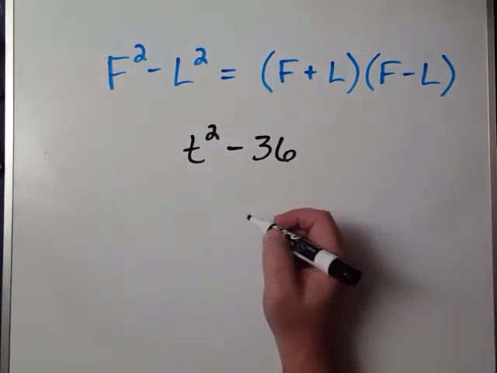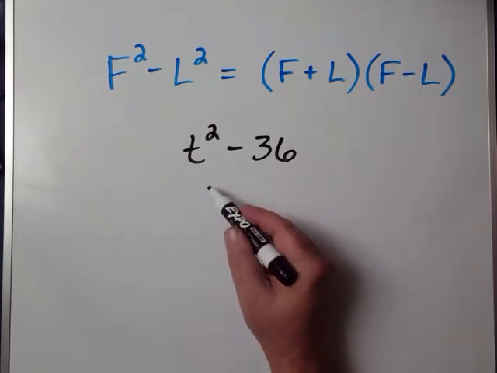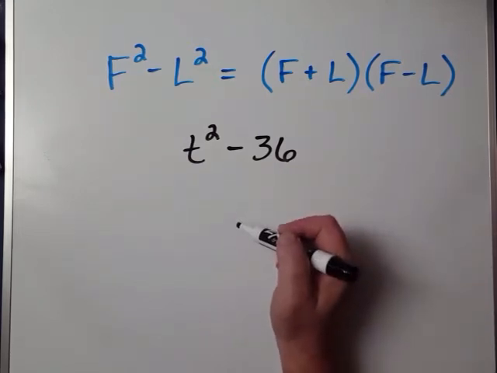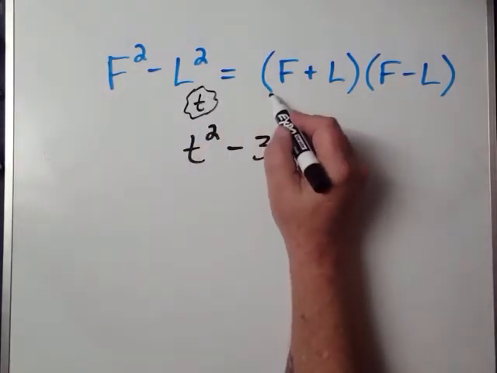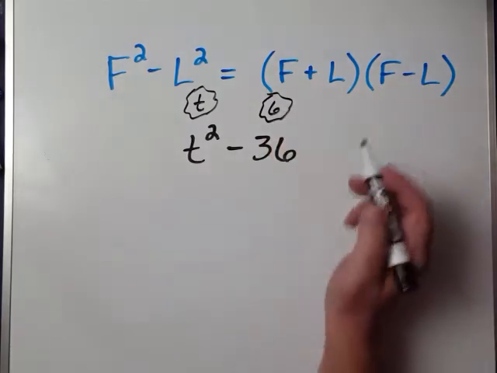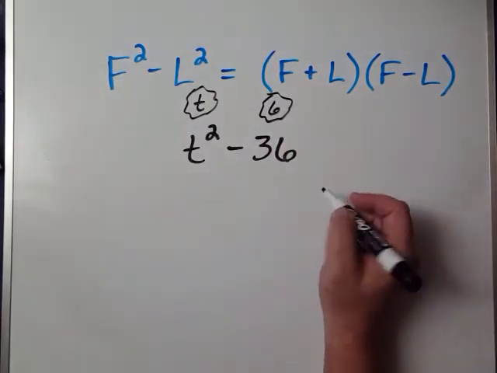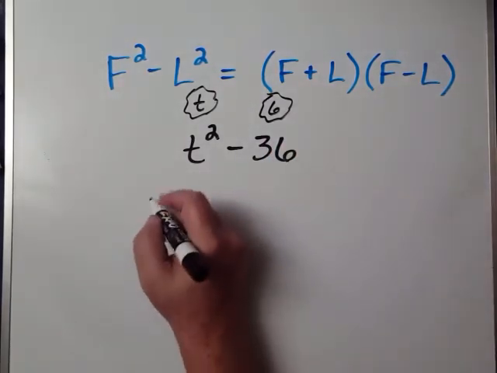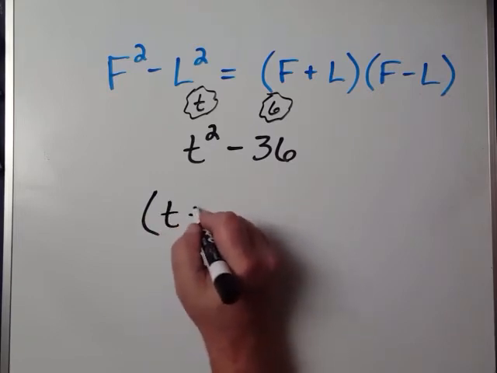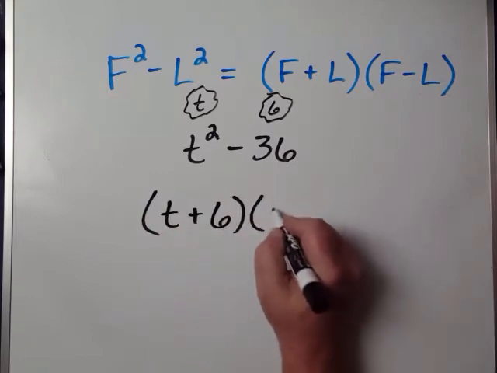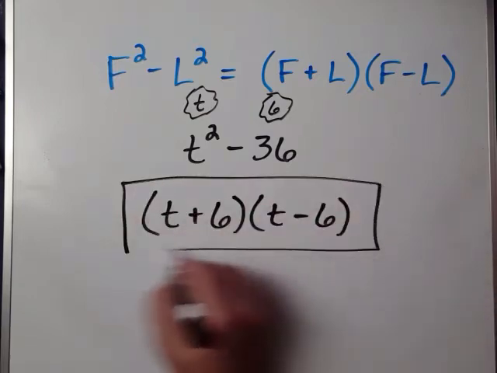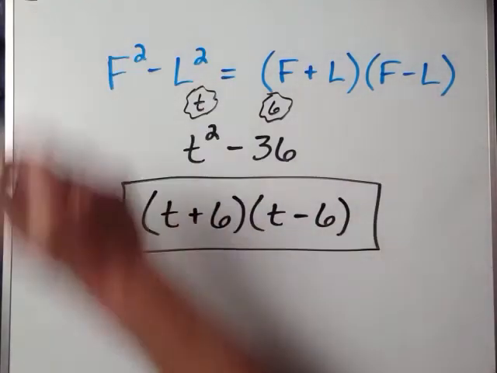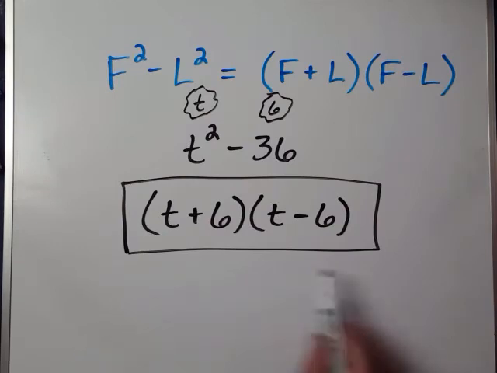I see a binomial, so one thing I ask myself is, is this a difference of squares? Well, t squared is the square of t. 36 is the square of 6. And so this is a difference of squares, and it will factor as the first plus the last times the first minus the last. And of course we can always check this by multiplying this back together.